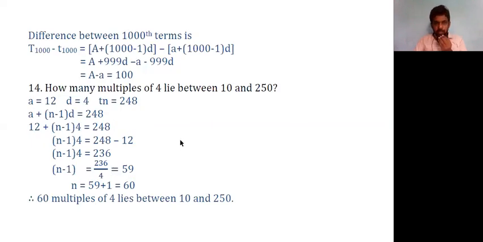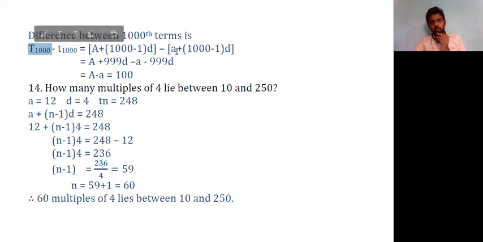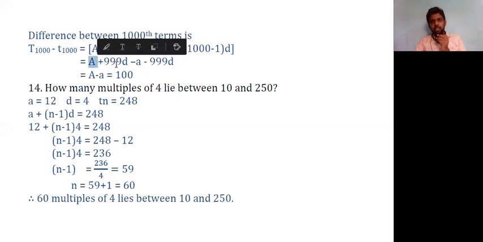Now we are asked to find the difference between their thousandth terms. So capital T1000 minus small t1000 is equal to A plus n minus 1 into D: capital A plus 1000 minus 1 into D for this term and small a plus 1000 minus 1 into D for this term. So A plus 999D, taking this minus inside, we have minus a minus 999D. So plus 999D minus 999D gets cancelled. So we have capital A minus small a remaining.